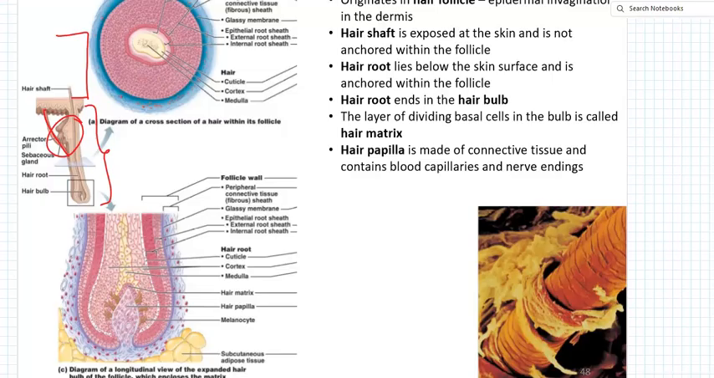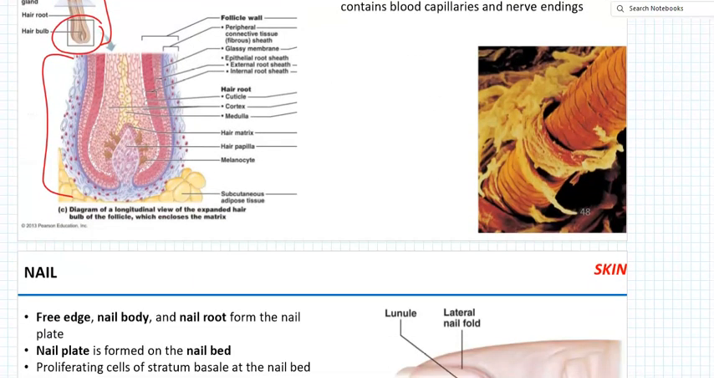Right? So the root, the shaft. The very bottom of the root is the hair bulb. This is the enlarged portion of the hair. And let's talk about some stuff that we can find there. So first of all, I want you to acknowledge that.